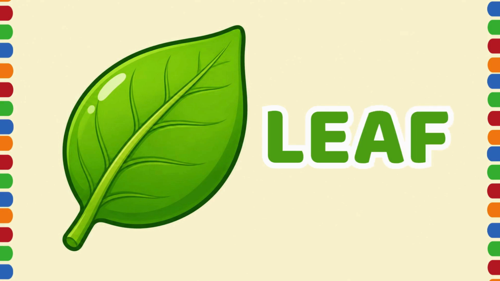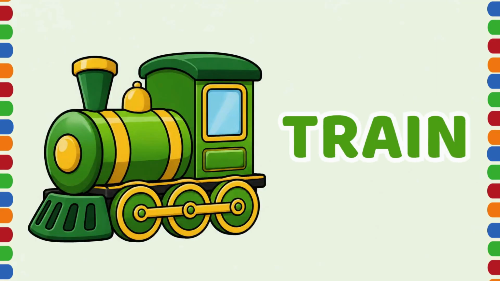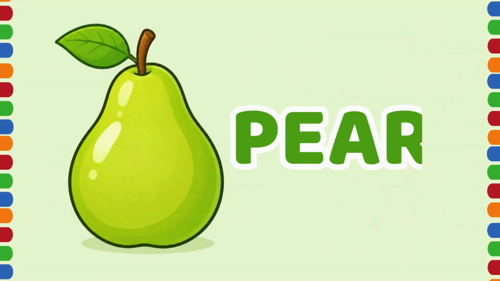Green leaf. Green leaf. This is a green leaf. Green train. Green train. This is a green train. Green pear. Green pear. This is a green pear.